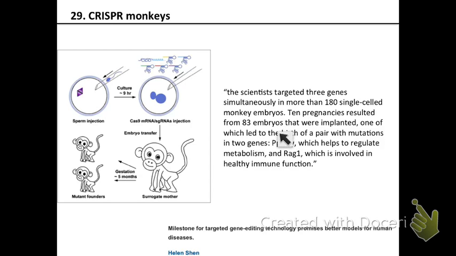And one of them led to a birth of a pair of monkeys with mutations in 2 of the targets, PPAR gamma, which helps regulate metabolism, and RAG1, which is involved in healthy immune function. So they were able to change the genome of the progeny. Right? If you can do this in monkeys and primates, you can do it in humans, right?